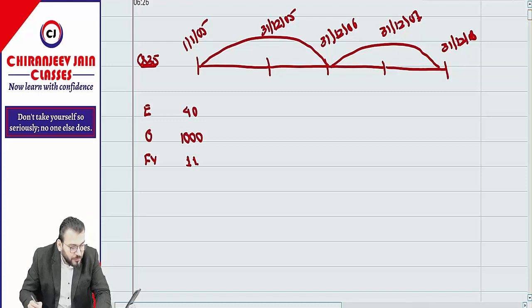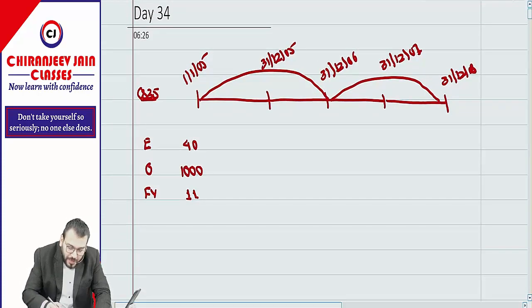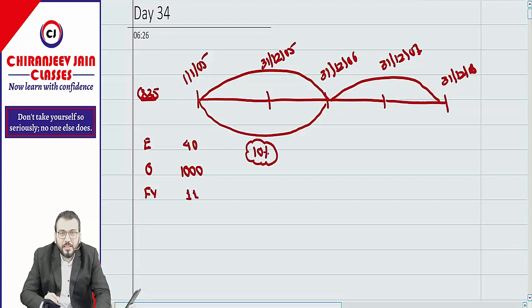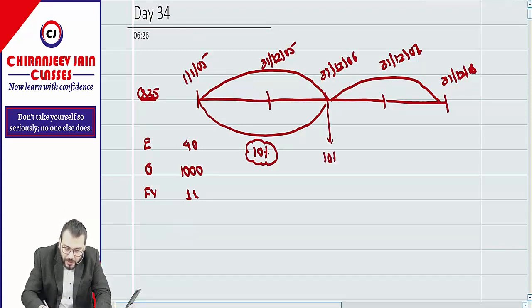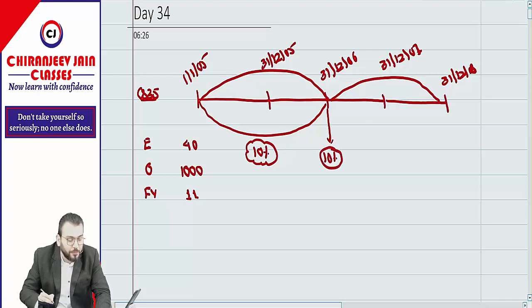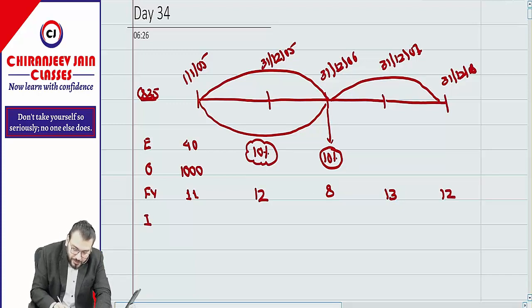Understood? It is given that overall 10% of employees will leave over the 2 years. Correct? Understood? And actually also 10% of employees left. Then they have also given the fair value at the end of each period. It becomes 12, then it becomes 8, then it becomes 13, then it becomes 12. However, intrinsic value is also given.